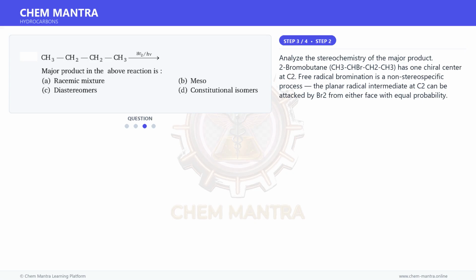Analyze the stereochemistry of the major product. 2-bromobutane, CH3-CH2-CHBr-CH3, has one chiral center at C2. Free radical bromination is a non-stereospecific process. The planar radical intermediate at C2 can be attacked by Br2 from either face with equal probability.